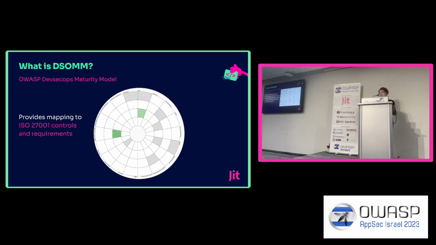Now, here's a better view of DSOMM. So we see the dimension here. Don't feel pressured to read it. It's very small. I'm going to go over it, so don't worry. We have the dimension, which is build and deployment, and then we have the subdimension, right? We have build and deployment. And within each one of those subdimensions, we see our 4 maturity levels.